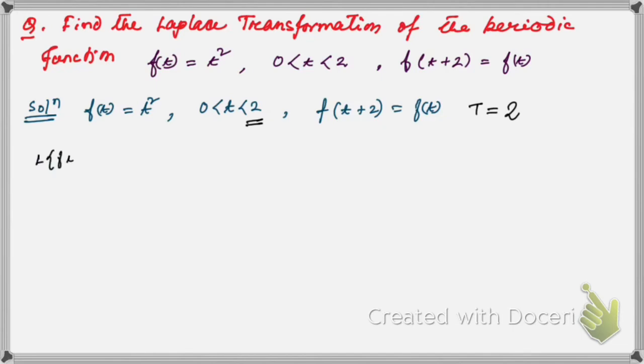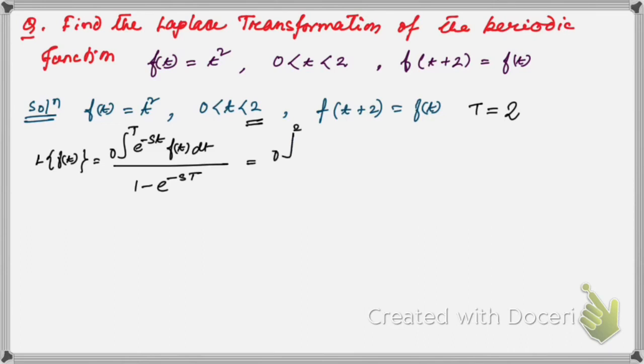The Laplace transformation of a periodic function is given by this formula: integration from 0 to capital T of e to the power minus st f of t dt, divided by 1 minus e to the power minus s capital T, right? Capital T is the period. If you put the value of capital T equal to 2, and the function f of t is t square, then you will get e to the power minus 2s, and the integration of t square into e to the power minus st dt.